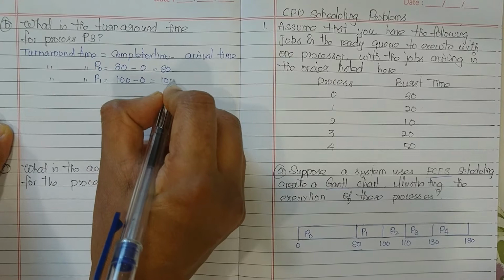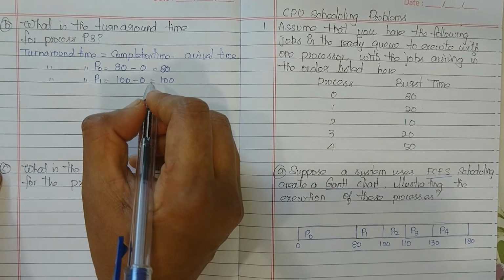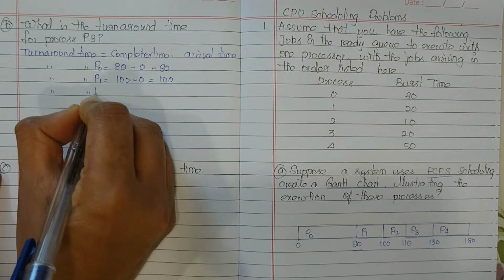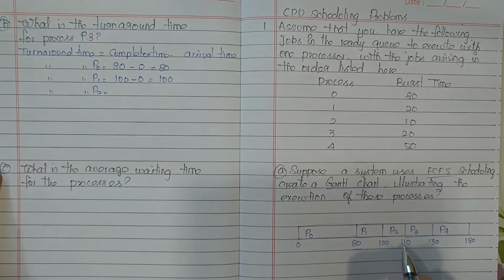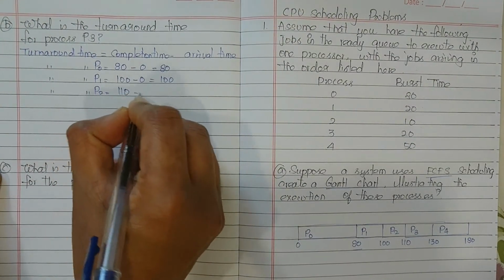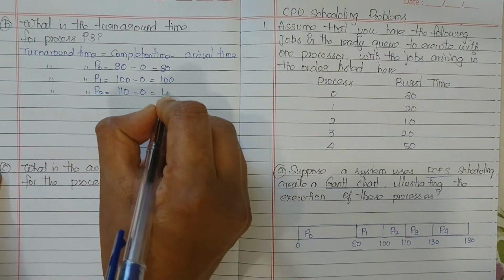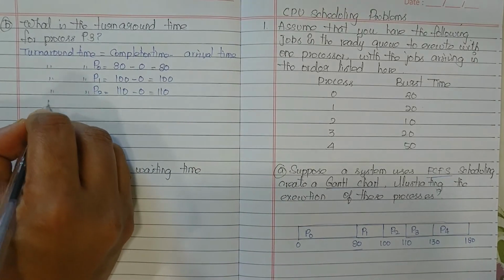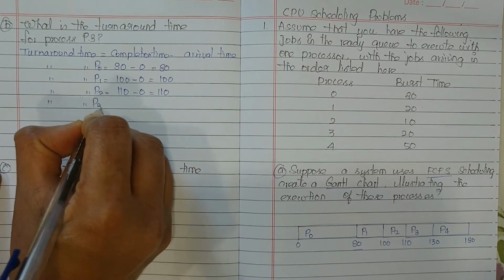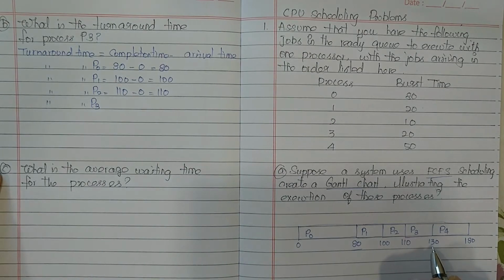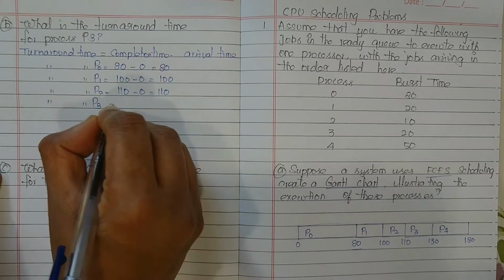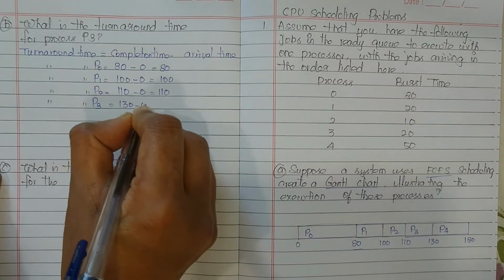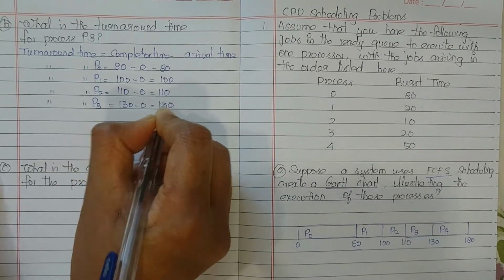So 100 is the turnaround time for P1. Turnaround time for P2: P2 finishes at 110 milliseconds minus arrival time. And then turnaround time for P3: P3 finishes at time 130, so 130 minus 0, it's the same.